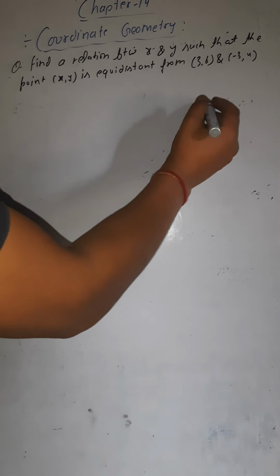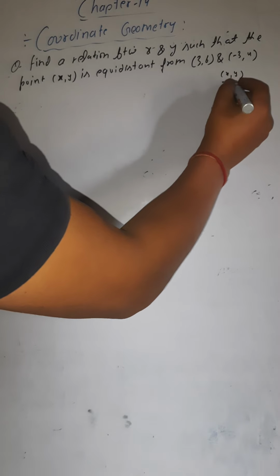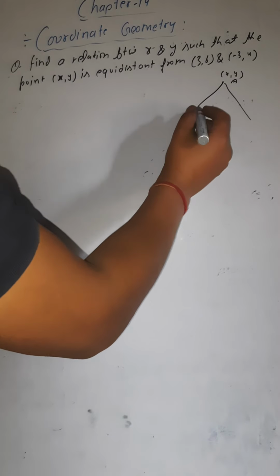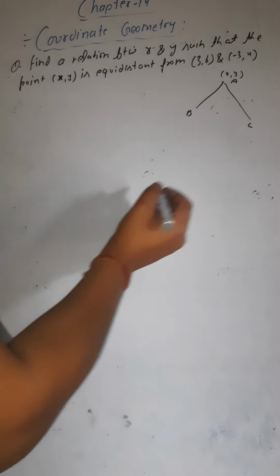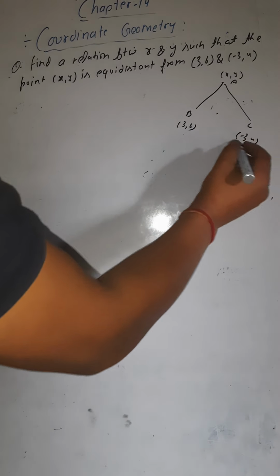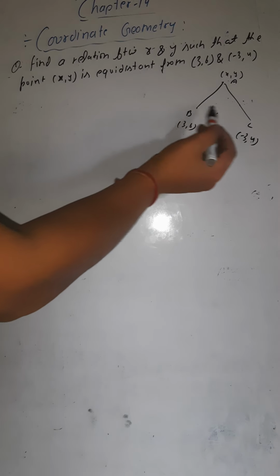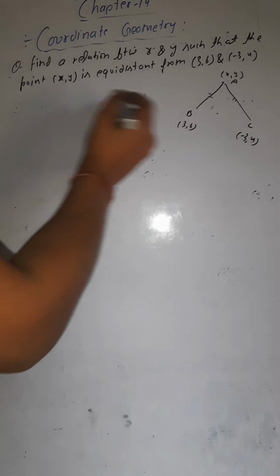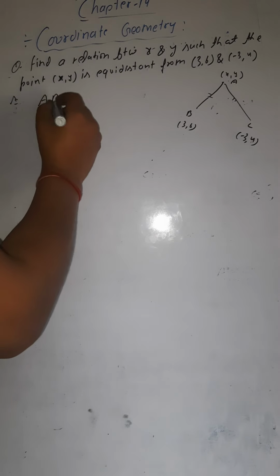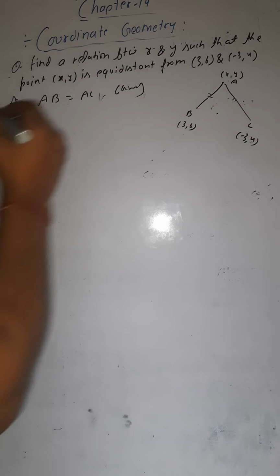So you have a point (x,y), and this point is equidistant from (3,6) and (-3,4). Let's say this is the point A, and you have two other points. Let's say here is the point B and here is the point C. Coordinates of B have been given as (3,6) and C as (-3,4). You have been given that the point A is equidistant from B as well as from C, meaning this distance is equal to this distance. It implies AB is equal to AC. This has been given to you.